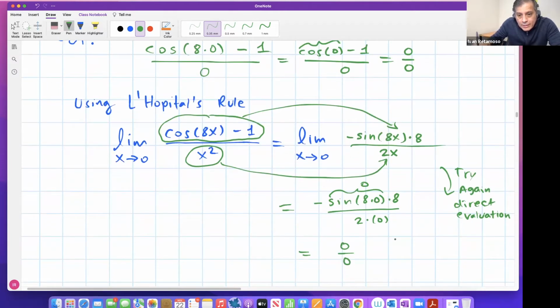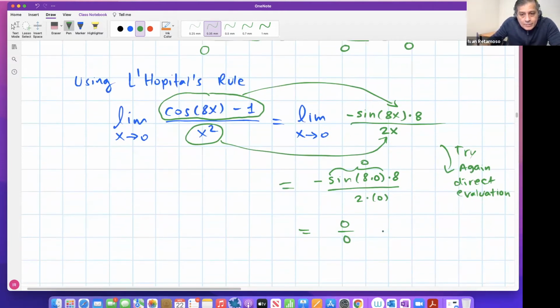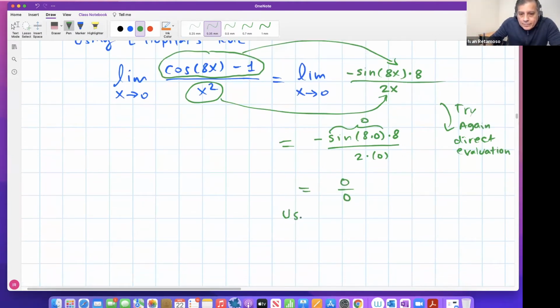Professor, did not work. Whenever this happens, don't panic, guys. Just apply L'Hopital's rule again, okay? So using L'Hopital's rule again, we will have the following. Take this guy, and one more time, take derivatives again.